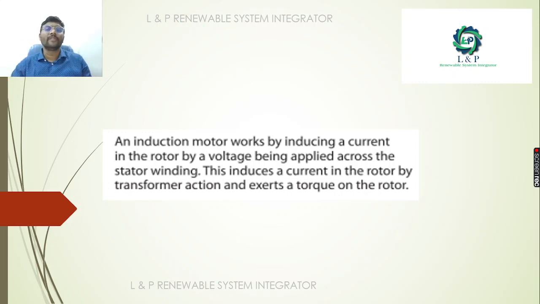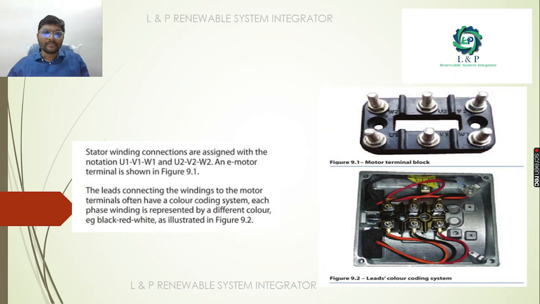An induction motor works by inducing a current in the rotor by a voltage being applied across the stator windings. This induces a current in the rotor by transformer action and exerts a torque on the rotor. In construction, the windings look like a transformer. As we told earlier, these are the motor terminal blocks, and this is the color code that you need to follow for connecting the UVW phases.